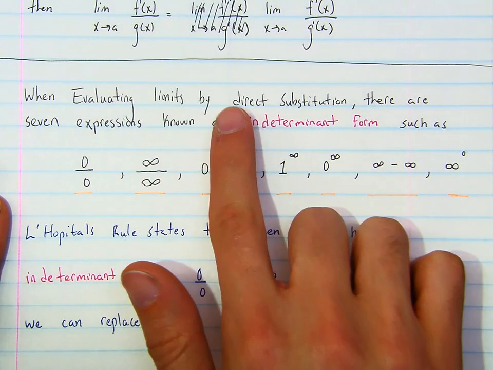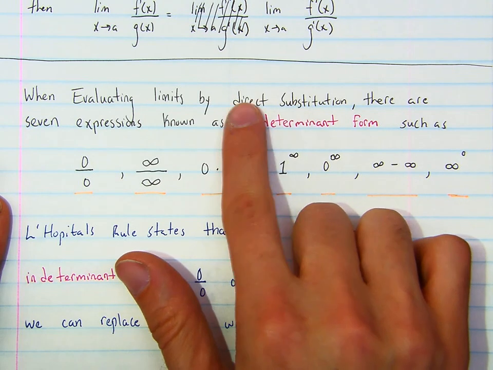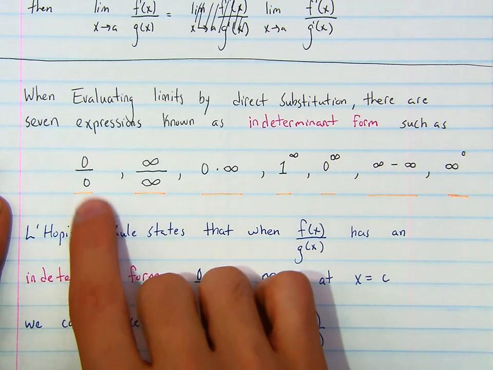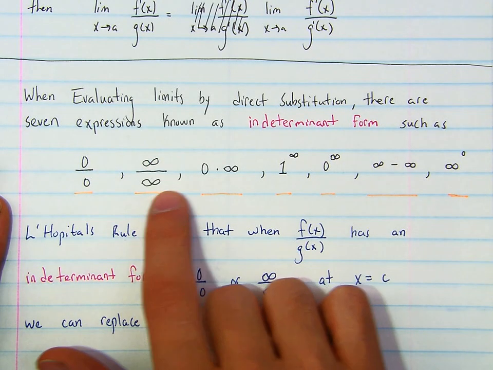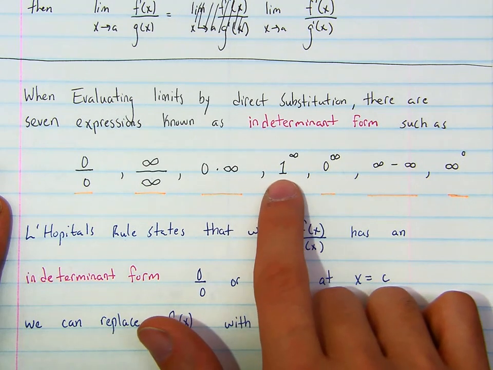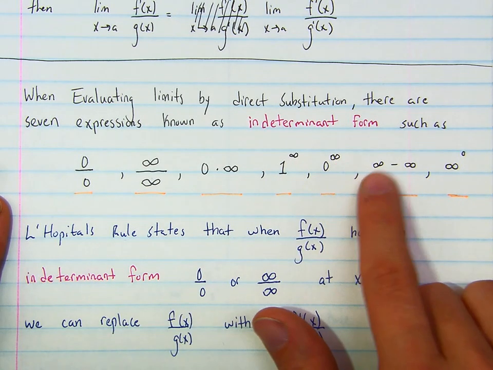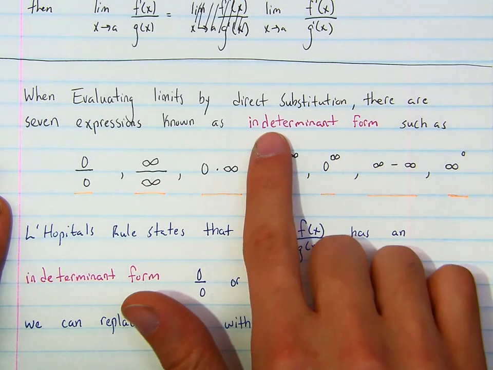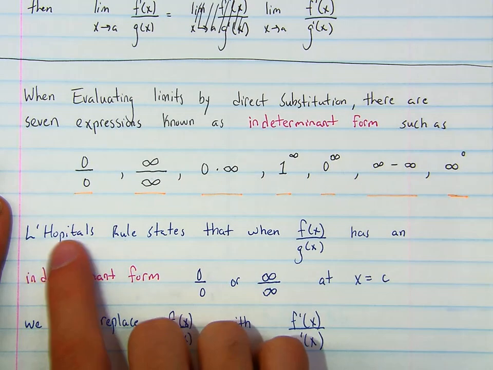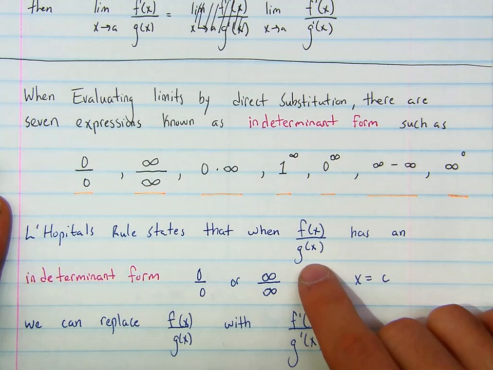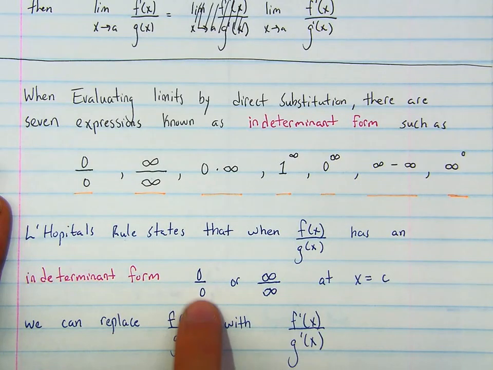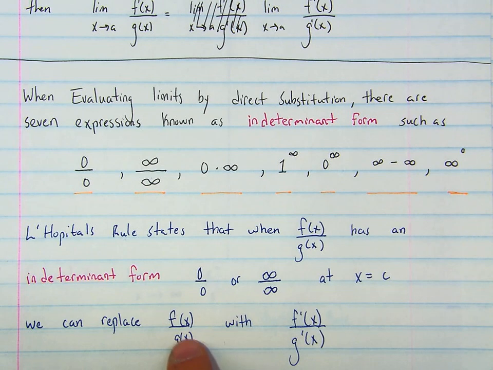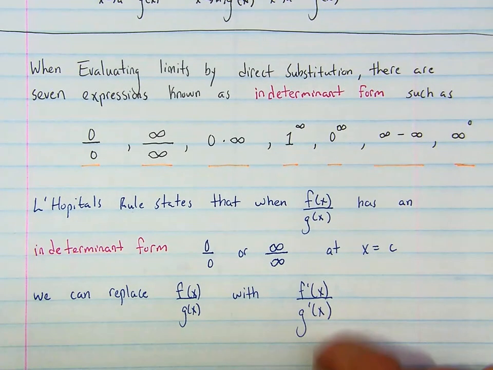It says, when evaluating limits by direct substitution, we'll talk about that soon, there are 7 expressions known as indeterminate forms, such as 0 over 0, infinity over infinity, 0 times infinity, 1 to the infinity, 0 to the infinity, infinity minus infinity, and infinity to the 0. Okay, so if we have something in this form, we say it's the indeterminate form. All right. So L'Hopital's rule states that when f of x and g of x has an indeterminate form of 0 over 0 or infinity over infinity at x equals c, we can replace the f of x and g of x with the derivative of the top and the bottom.